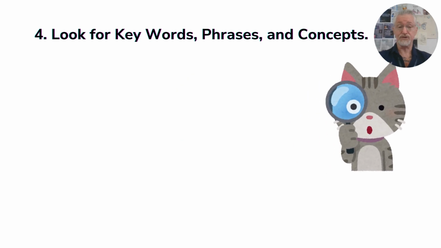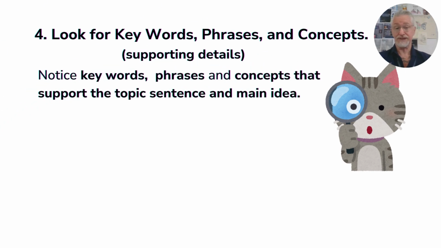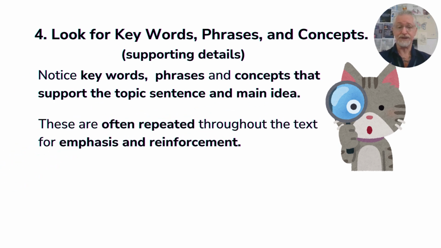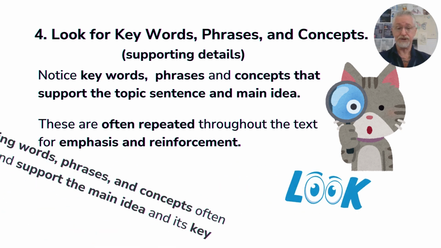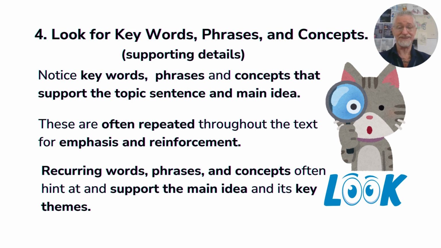Step 4 is to look for keywords, phrases, and concepts. These are the supporting details. We notice keywords, phrases, and concepts that support the topic sentence and the main idea. These are often repeated throughout the text for emphasis and reinforcement. Recurring words, phrases, and concepts hint at and support the main idea and its key themes. So let's identify some of these key words, phrases, and concepts from our paragraph.